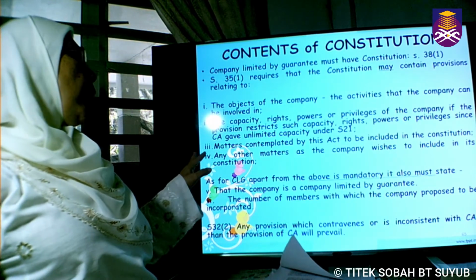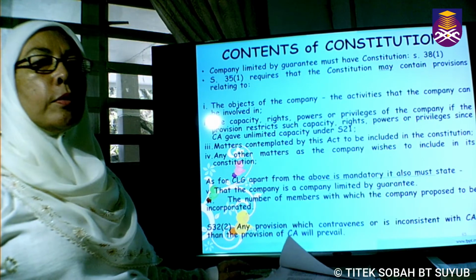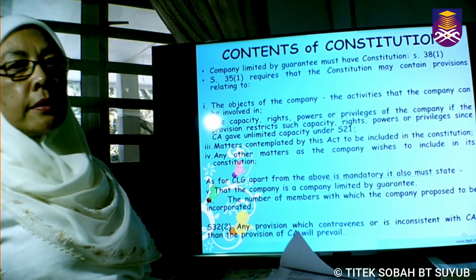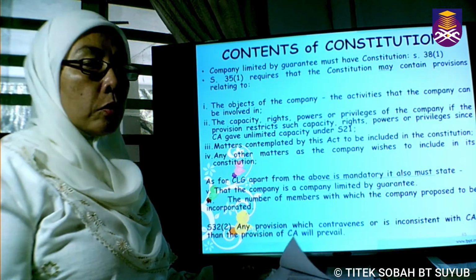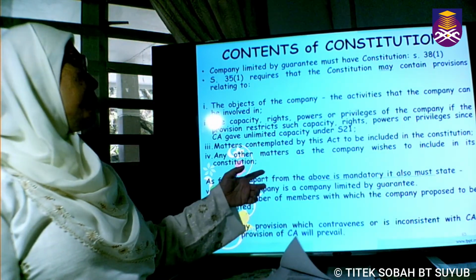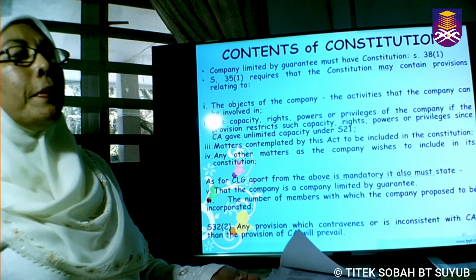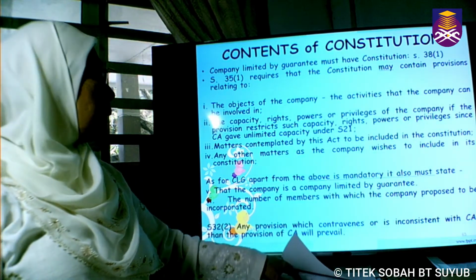Okay, and also other matters contemplated by this act to be included in the constitution. Like a company limited by guarantee, it says that you must state how many members, right? So these are other matters whereby the Companies Act wants a company limited by guarantee to include. And any other matters as the company wishes to include. So if the company wanted to include other matters which are not provided, you can, no problem.